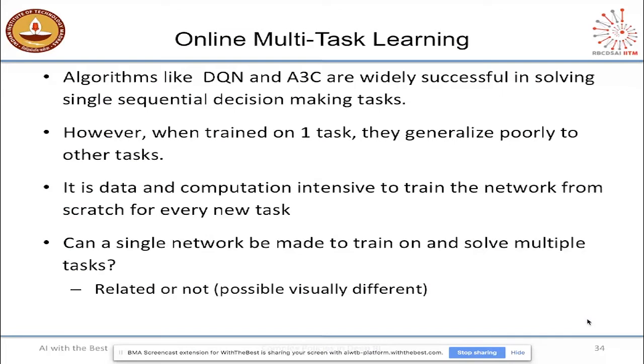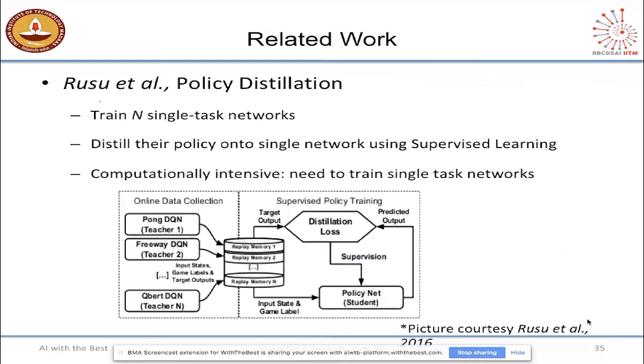Like I said earlier, there have been other multitask learning work where you first train single task networks, right? And then you basically distill their policy onto a single network. In some sense, you're using supervised learning here, not necessarily RL. And it's computationally intensive because you need to train single task networks. So what we want to do is not have to do this kind of offline learning for these games first, but do the online learning for the games and then offline copy to a policy network.